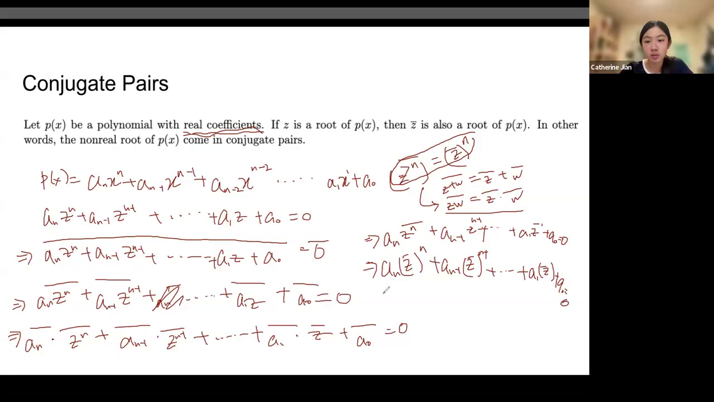Okay, so we see that this is just equal to this, but we replace z with the conjugate of z, and it's still equal to 0. So that means that if z is a root of this polynomial, so is the conjugate of z. So that's a proof for this theorem, and it's very useful for solving algebra problems. Does anyone have any questions on this?